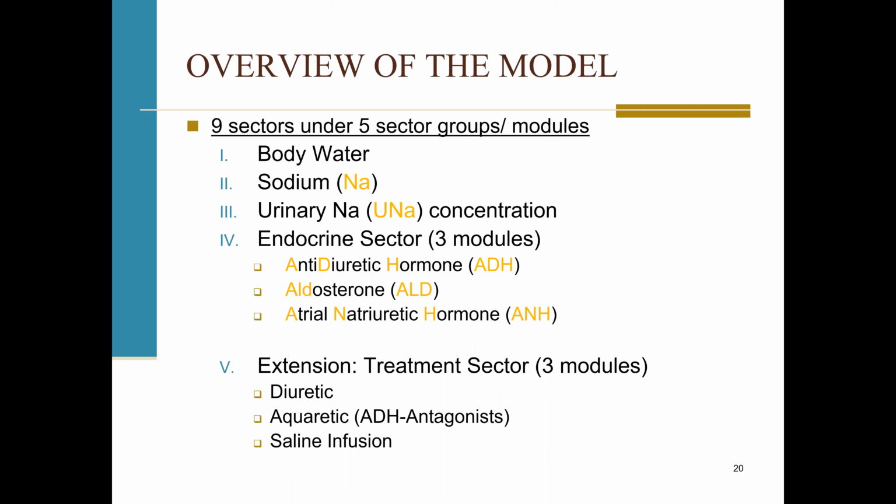So I built the model under 9 sectors, separated into 5 sector groups. They correspond to body water, sodium, hormonal system, the urinary sodium concentration. The endocrine sector has 3 different hormones which I introduced previously. Then we extended the model to include the treatment sector and related options, basically diuretics, aquaretics, which are antagonizing the effect of antidiuretic hormone, and the saline infusion or the intravenous treatment.